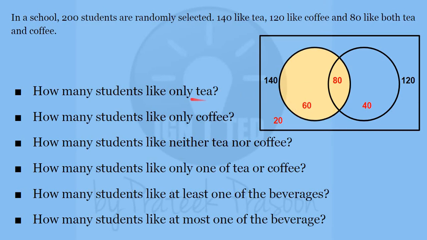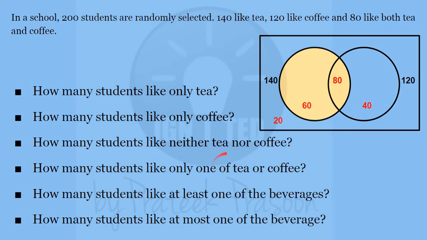So 60 students consume just tea. This is very important. Similarly, we have to find how many students consume only coffee. So we will subtract 80 from 120. That will come out to be 40. So 40 of the students consume just coffee. That is the area of this blue part you will see.